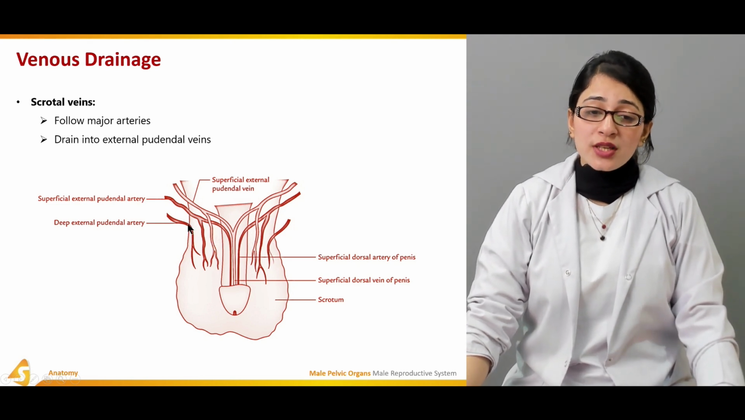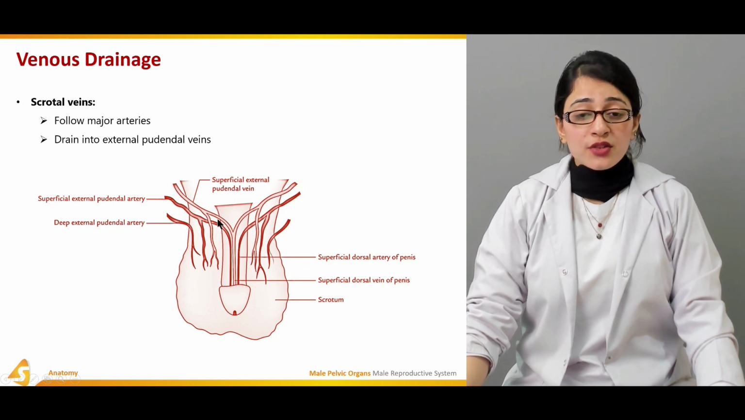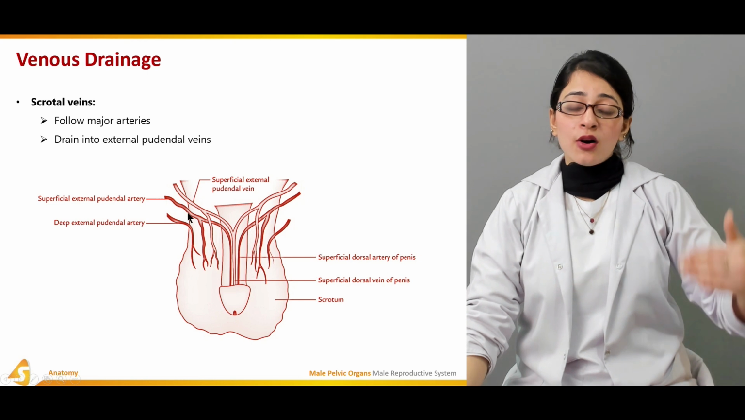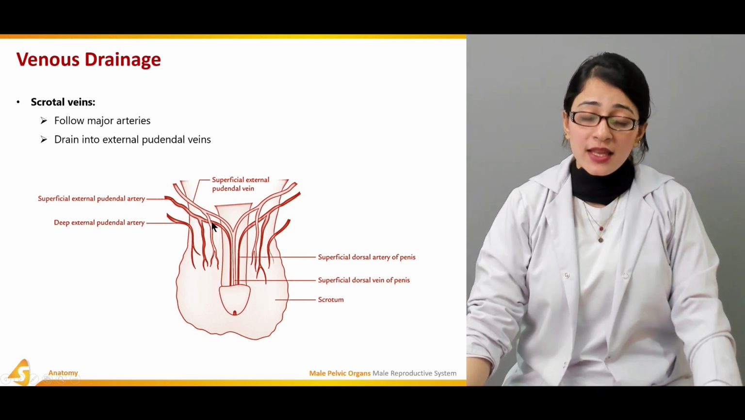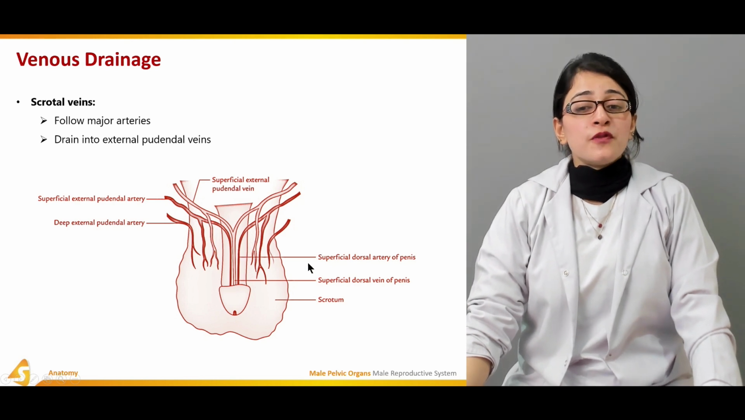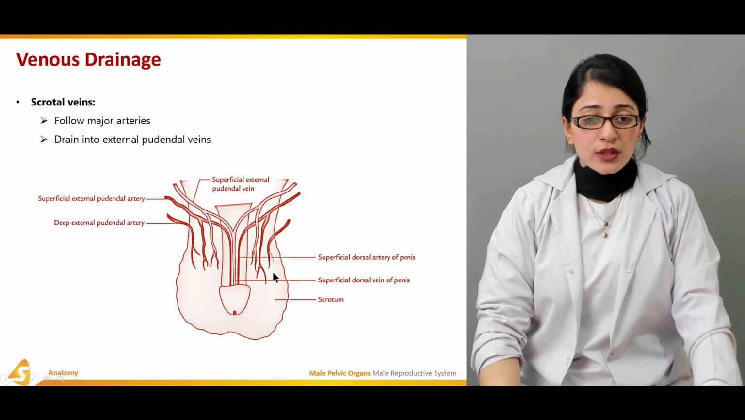And then we have the superficial external pudendal artery. This is the superficial dorsal artery of the penis. These are the arterial supplies, and very adjacent to them we have the superficial external pudendal veins and the superficial dorsal vein of the penis. So these are the venous drainage of this region.